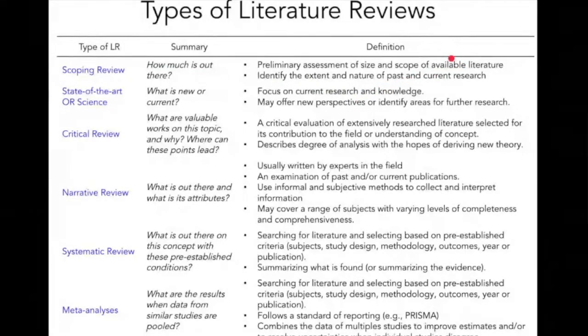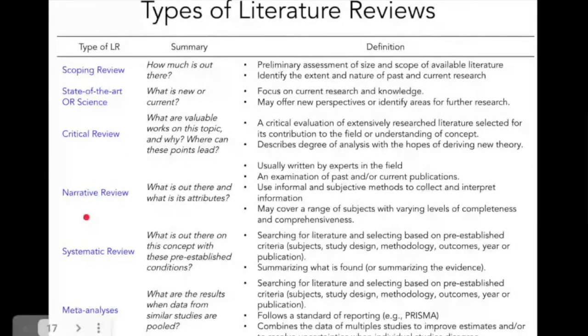It is short, not short, but more focused on the preliminary part of the research. Okay, and instead of the state of the art, it focuses on new or current knowledge. And critical review, of course, when you see the word critical, it is about the critical appraisal of extensive published research or selected articles.